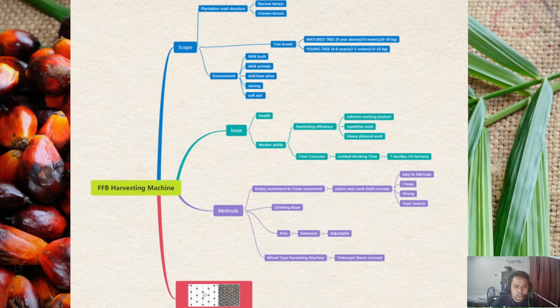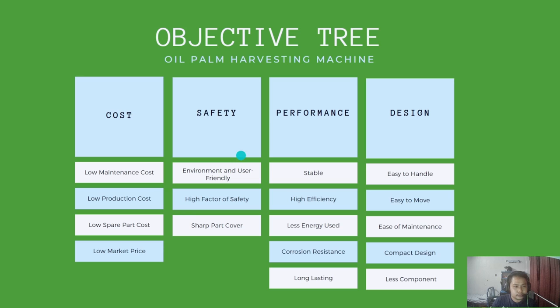So here is our mind map to identify the specification of this product. We have the scope, the issue, the method, and the layout for the oil palm plantation. This will be explained in more detail later in the product design specification.